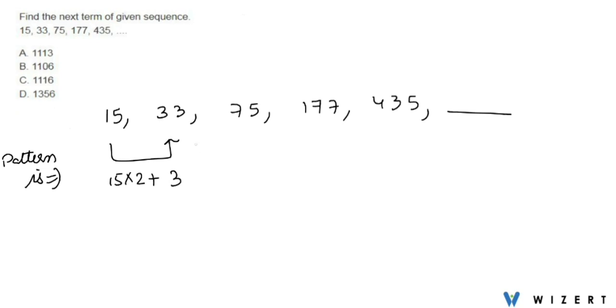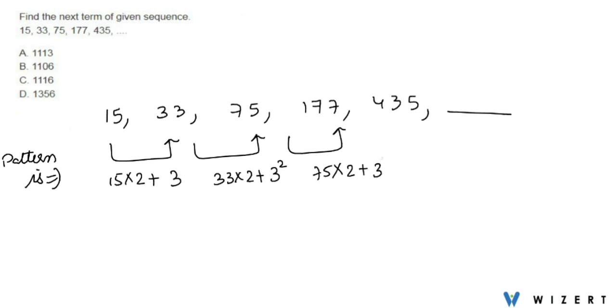This will give 33. Similarly, if we do 33 multiplied by 2 plus 9, 9 can be written as 3 square, so this will give 75. Similarly, if we write 75 multiplied by 2, that is 150, plus 27, that is 3 cube.